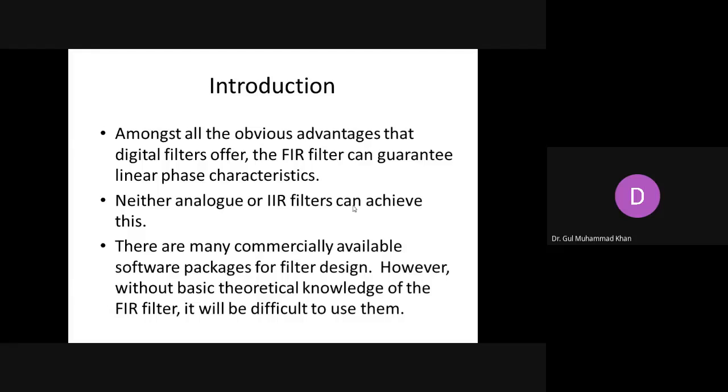Okay, we did discuss all the obvious advantages of digital filters. The FIR filter can guarantee a linear phase characteristic, right? The IIR filter can be approximated from any analog filter, but the FIR doesn't need that. And there are many commercially available software packages that cannot work without FIR systems. So they mostly use the FIR filters for signal reconstruction, signal regeneration.